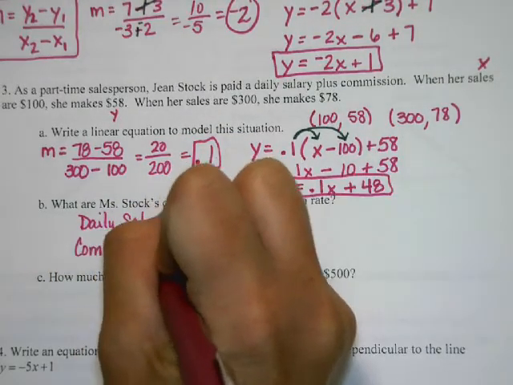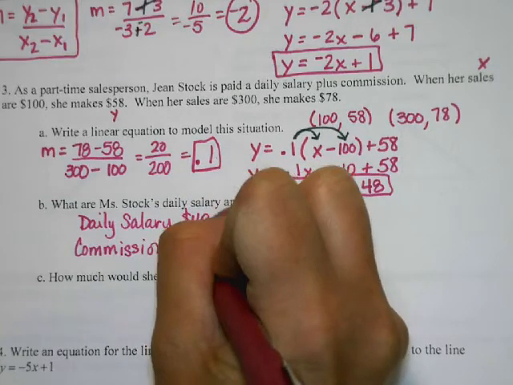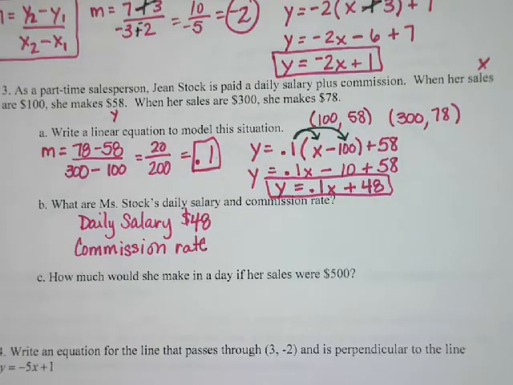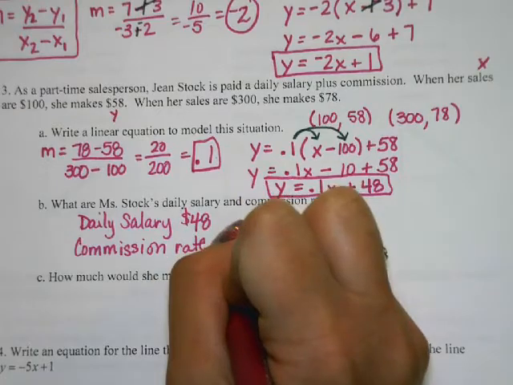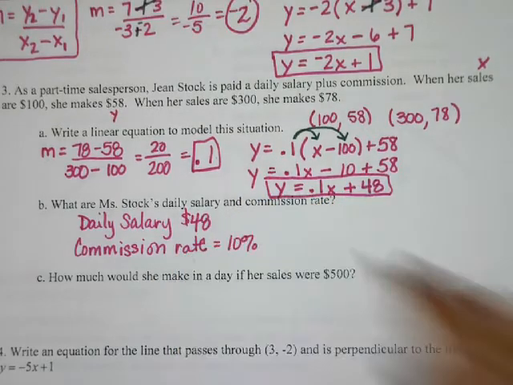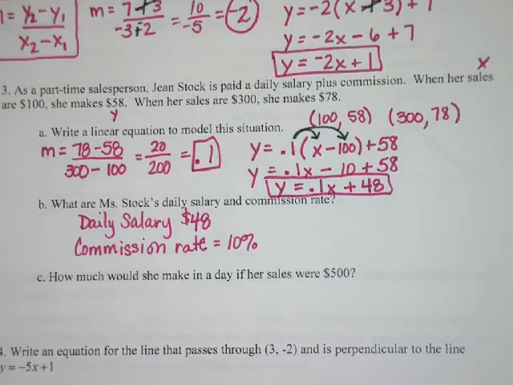Okay, how about our commission rate? 10%, right? That's actually really good. You think about selling a house, their commission rate is like 3% or something like that. So she's got a decent gig going on here. So she gets 10% of whatever she sells.